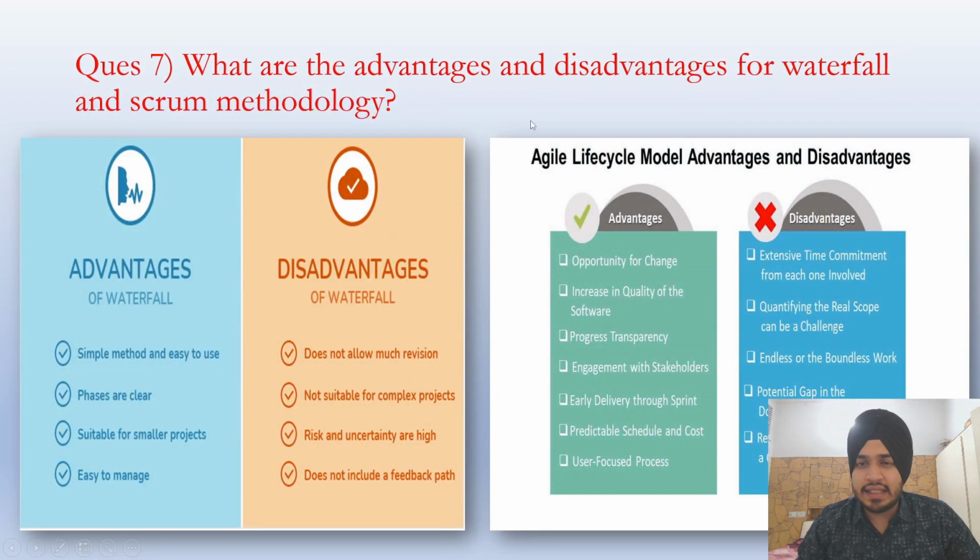What are the advantages and disadvantages of waterfall and Scrum methodology? So let's discuss first the waterfall. Advantages of waterfall are: simple method and easy to use, phases are clear, suitable for smaller projects, easy to manage. This is a simple method, not many meetings and all. If we have a project that is very clear, we have done it in the past, then only we use waterfall. If we are not clear how this project will go, rather we choose the agile one. So that's why it is suitable for smaller projects where everything is well defined. We are comfortable with that project. So in that scenario only, we use waterfall.